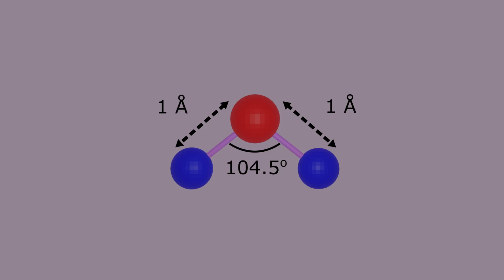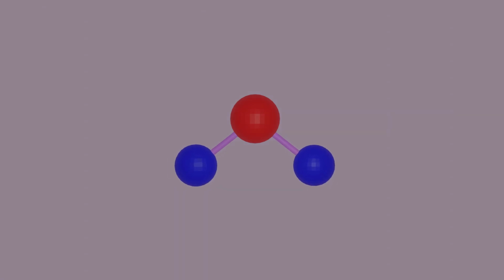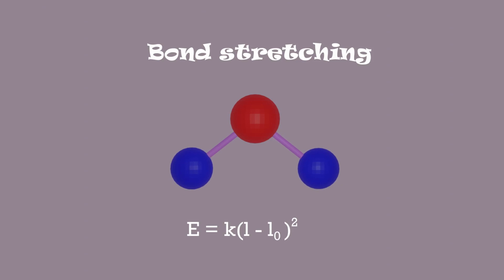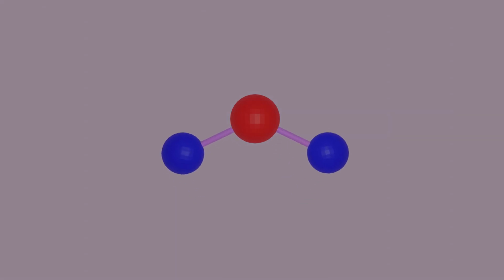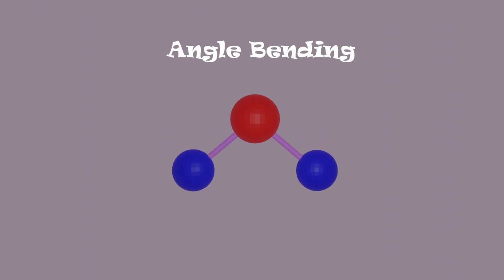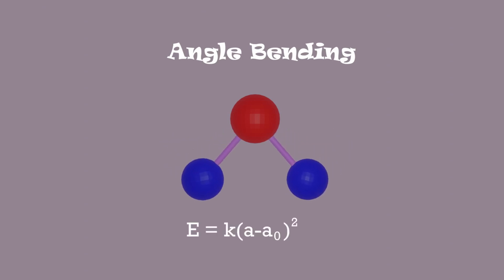In our simulations, two kinds of movement will be allowed in the water molecule. The first one is bond stretching and concerns the movement of the hydrogen atoms along the bonds. This movement is described by a harmonic potential. The second movement is angle bending, and it involves the variation of the hydrogen-oxygen-hydrogen angle. This movement can also be captured by a harmonic potential.